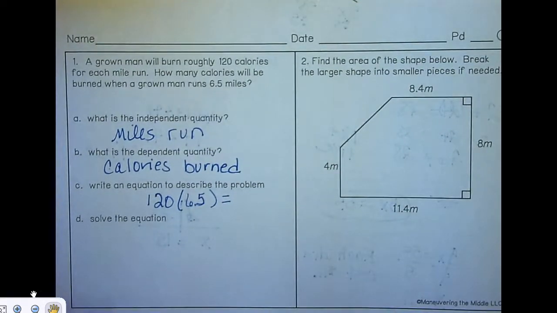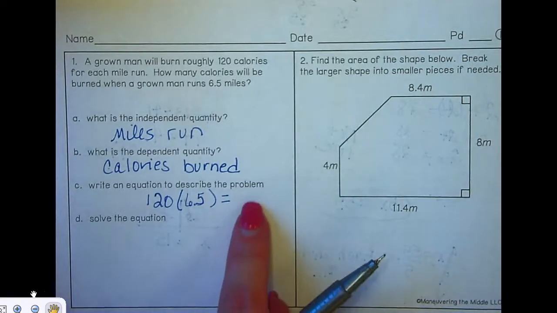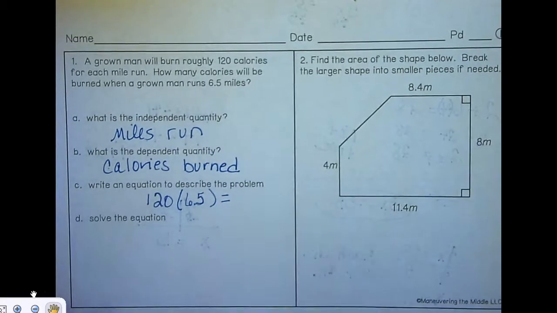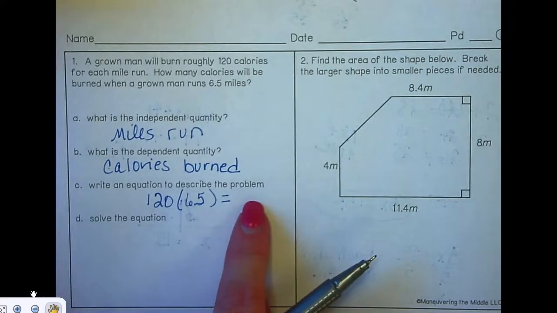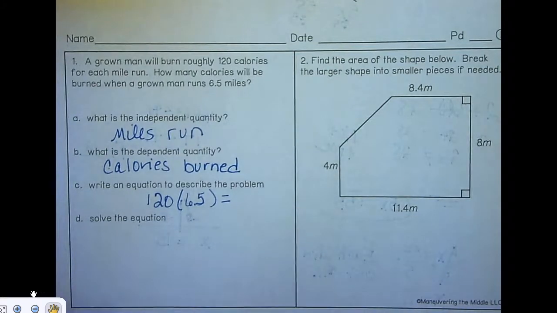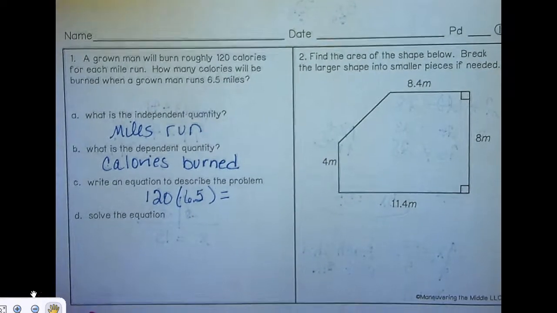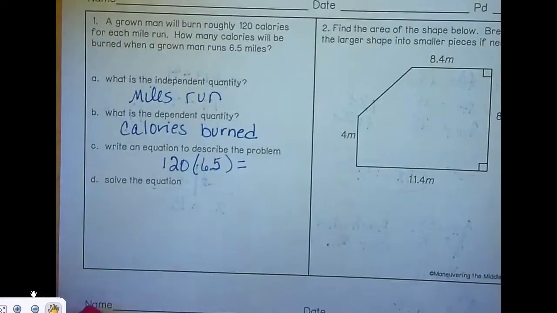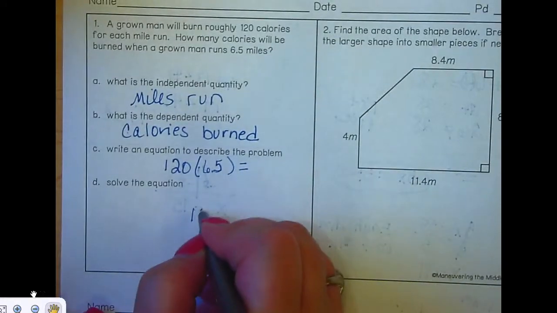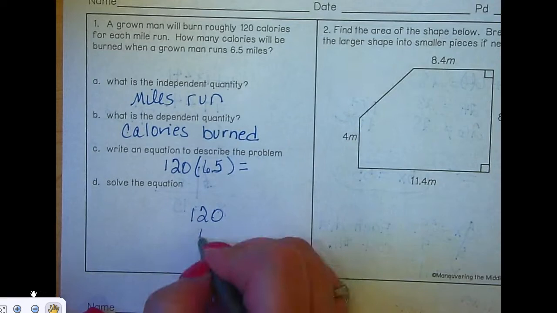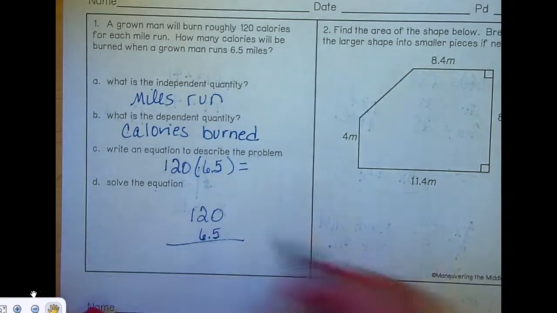and we don't really know the answer. We don't usually put a variable there, but that's really the unknown, right? How many calories are burned? I'm not going to put that there because then that makes it look like that's the way we set up a problem. All right, so what are we going to do? 120 calories times 6.5 miles.